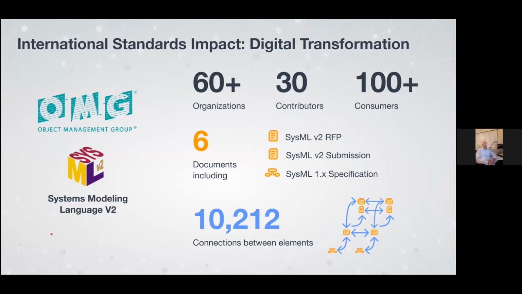And there are more than 60 organizations, meanwhile, tens of contributors and hundreds of consumers. And the interesting thing there is because we know it's model based, we have a much better idea also what the connections between those elements mean. So there are 6 documents produced at the moment.